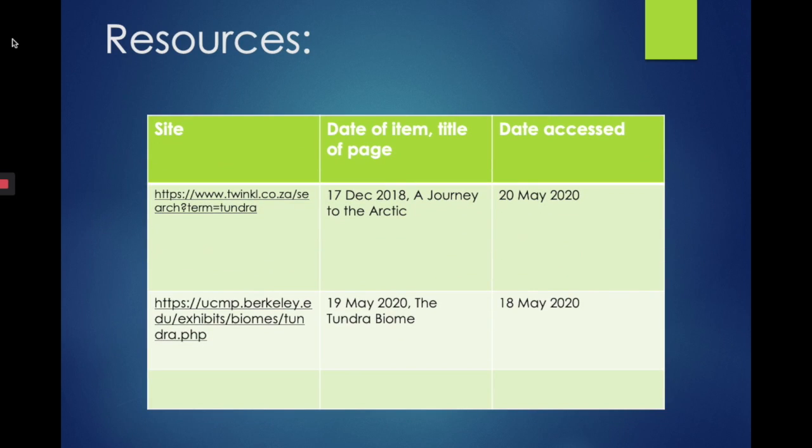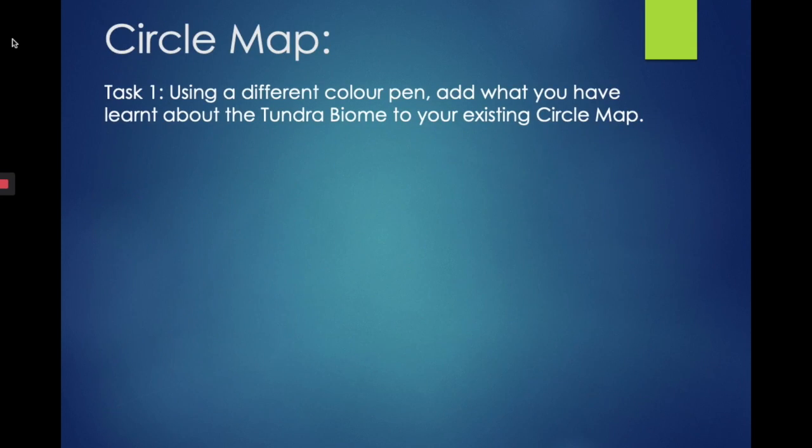Thank you, girls. Now what I'm going to ask you to do is to go back to the circle map that you started at the beginning of this lesson, where you had to write down what you already know about the tundra. You're going to use a different color pen and add what you have learnt about the tundra biome through this presentation.